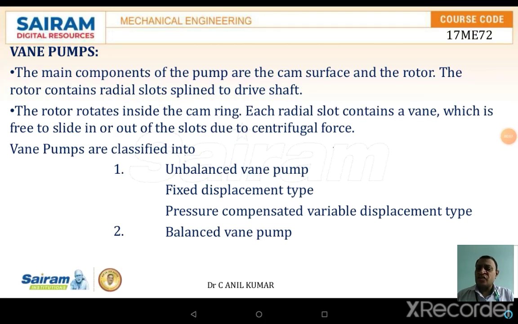Hello everyone. In this session, we will discuss the vane pumps and also the piston pumps. In the vane pump, the main components are the cam surface and the rotor. The rotor contains radial slots, which is nothing but something like a spline to the driving shaft, or it may be for the driven shaft.